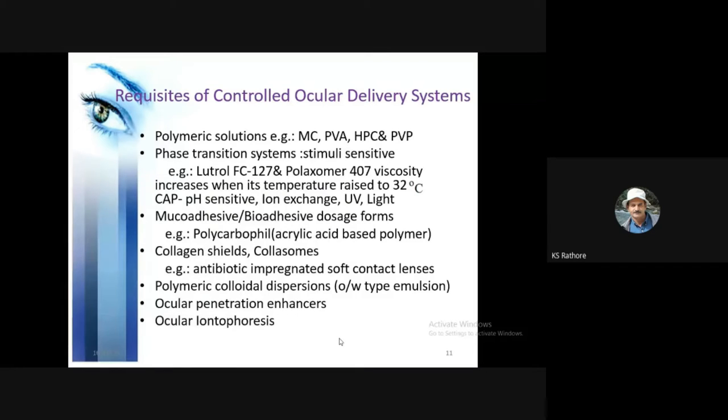Different requirements of controlled ocular delivery. When we use these kinds of drugs for ocular drug delivery systems, we want polymeric solutions. Some examples are methyl cellulose, polyvinyl alcohol, hydroxypropyl cellulose, and polyvinyl pyrrolidone. And phase transition systems we apply are stimuli sensitive. When we use Lutrol F-127 or Poloxamer 407, this increases the viscosity because of the temperature. When it rises to 32 degrees centigrade, the temperature of our eye cavity, it converts from liquid to gel. So you can say this is a phase transition system.